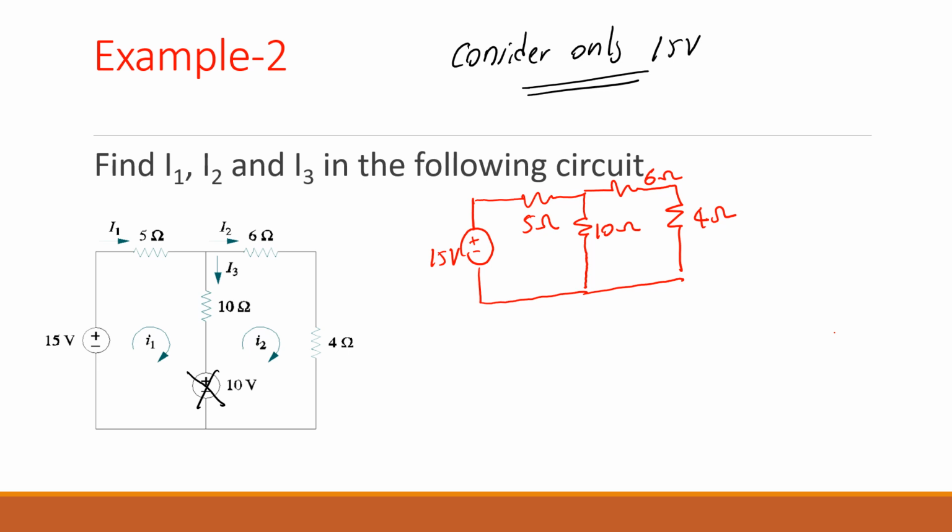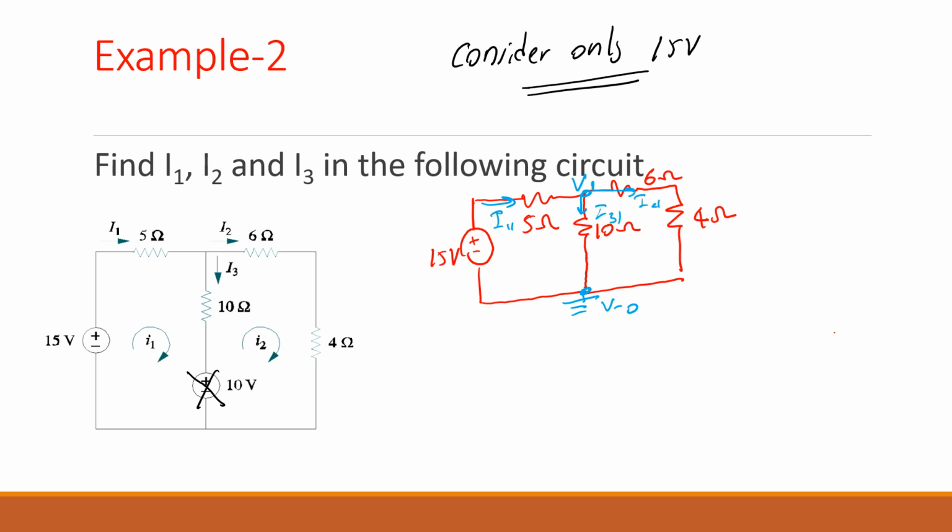Yes, so how many nodes do we have? We have one node here which we make 0, and another node here which I just make V1. Then what we do is assign currents. We assign the same currents, I1 here, maybe I11, I31 or I21.